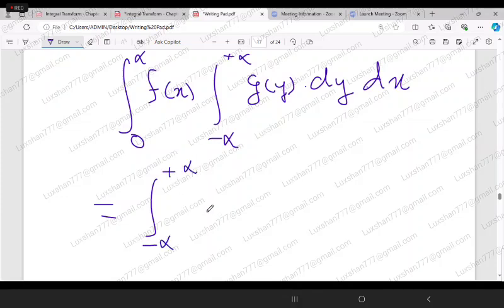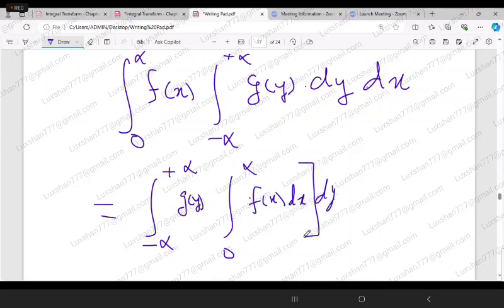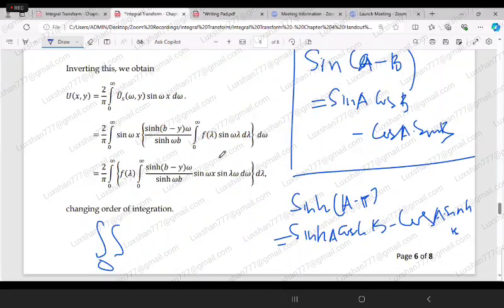minus infinity to plus infinity, then 0 to infinity. You can say here g(y), here f(x), dx dy. You can change the order of integration. Similarly, here also it is shown that we are changing the integration. Look at the coefficient, it is 2 over pi because we are using the sine transform. And u bar is omega y into sine omega x and x y.